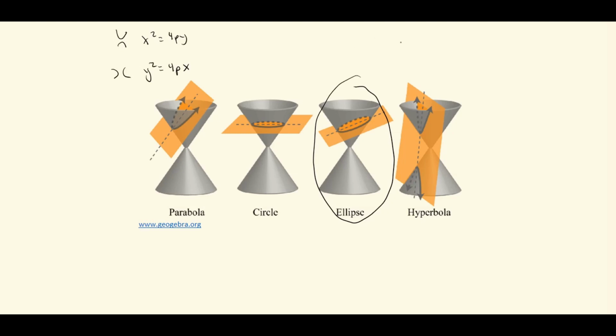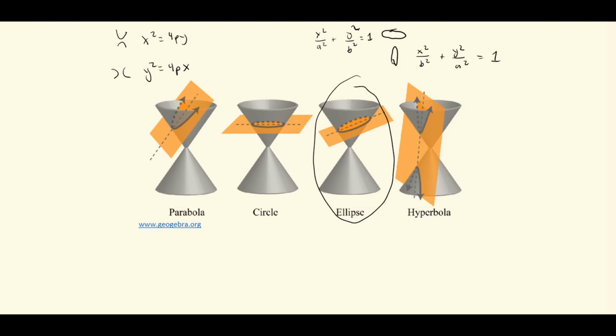And for the ellipse, we have an ellipse that is stretched left or right, and one that's stretched up or down. If it's stretched left and right, then it's going to have the form x squared over a squared plus y squared over b squared is equal to 1. And if it's stretched up and down, it's going to have the form x squared over b squared plus y squared over a squared is equal to 1.